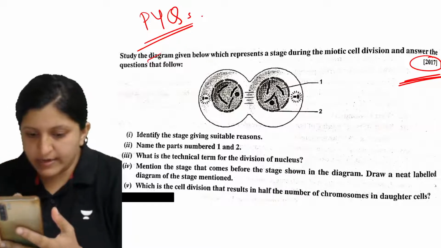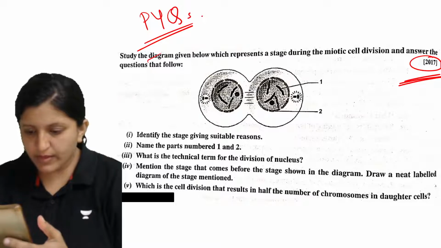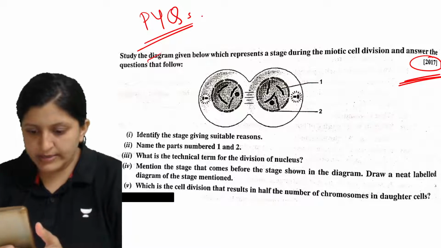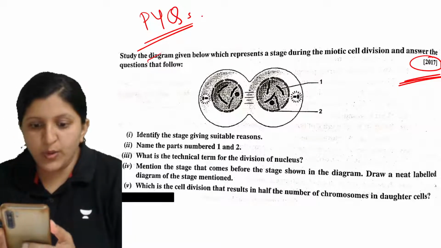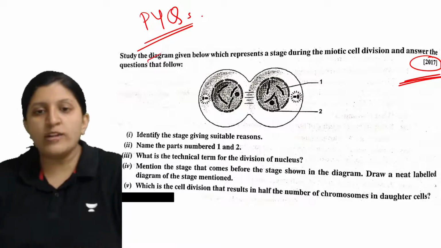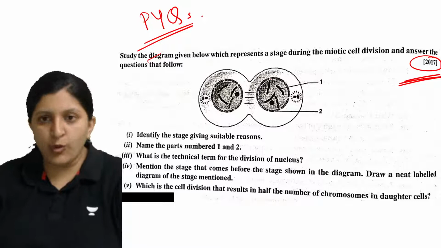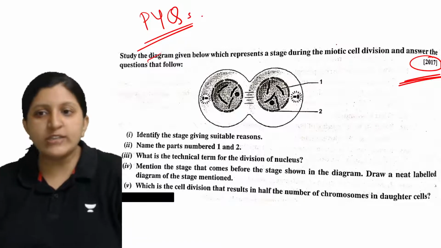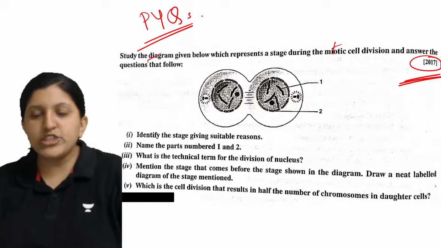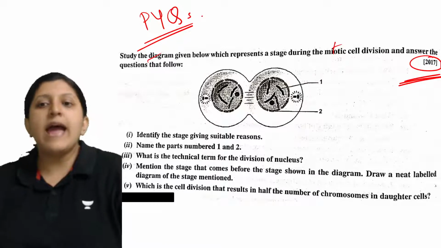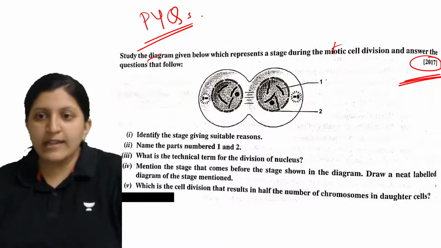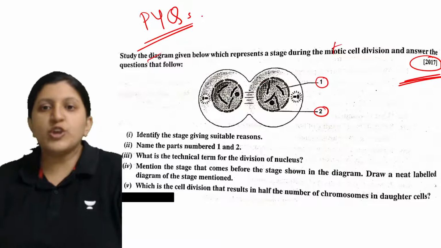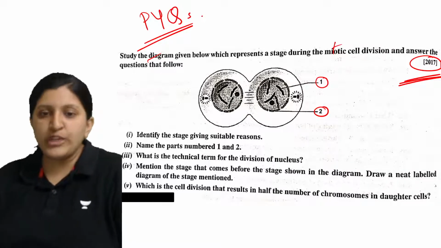I hope this is clearly visible. Yes, so this is basically visible. Okay, so I'll just start discussing these. Study the diagram given below, which represents a stage during the mitotic cell division, and answer the questions that follow. So this is a mitotic cell division, and you can see there is a chromosome number mentioned here. You need to identify this stage. Let's have a look at the questions here.